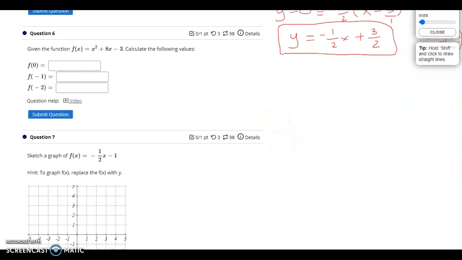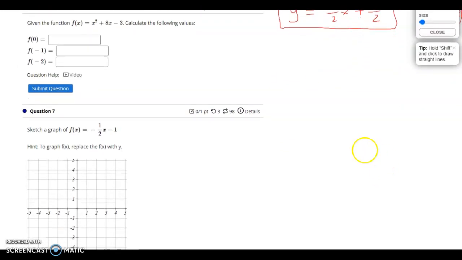Case 6. We are given this function. We need to calculate the following values. So basically what you're doing is you're just substituting in these values. Something very important here, make sure that you use parentheses when you have a negative number. Let me show you why. So if we have f(-1), this equals x squared, or (-1) squared, plus 8 times (-1) minus 3. So (-1) squared, if you remember, equals -1 times -1. That gives us a positive 1.